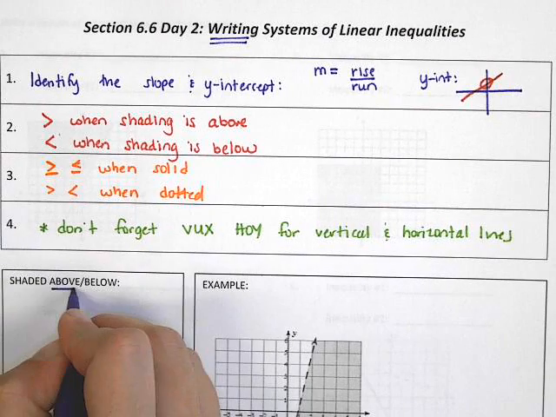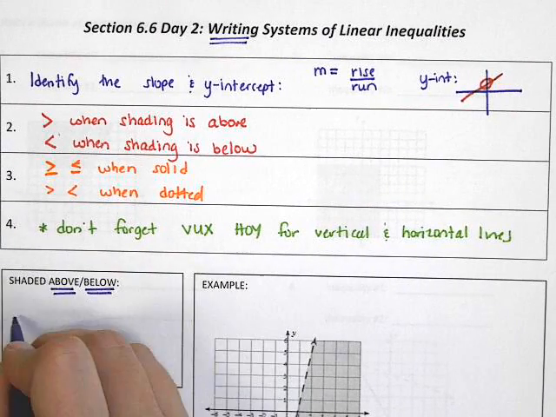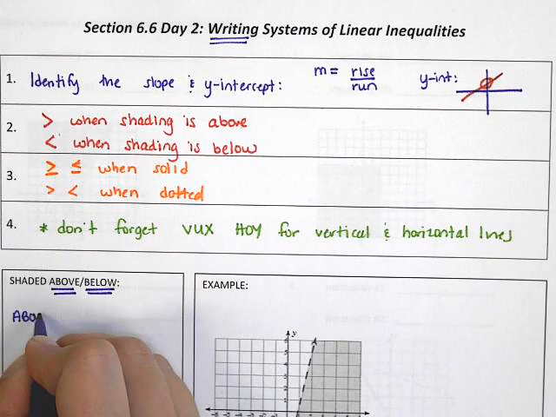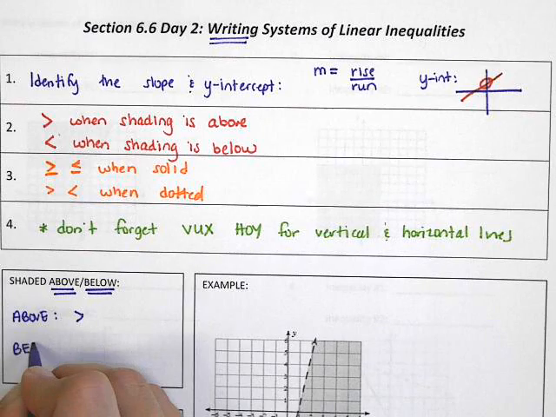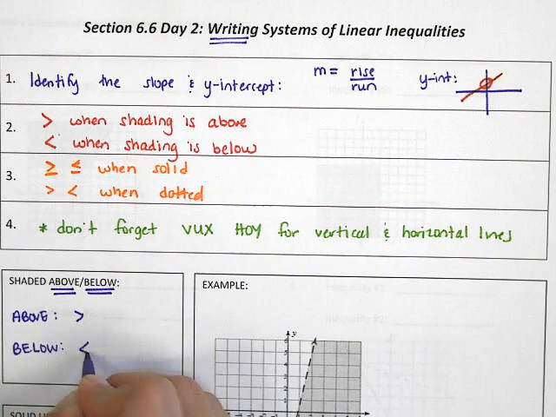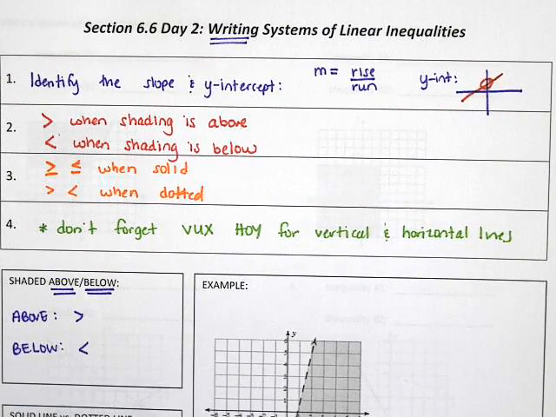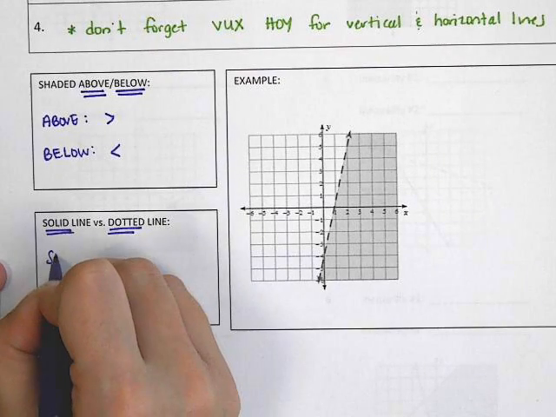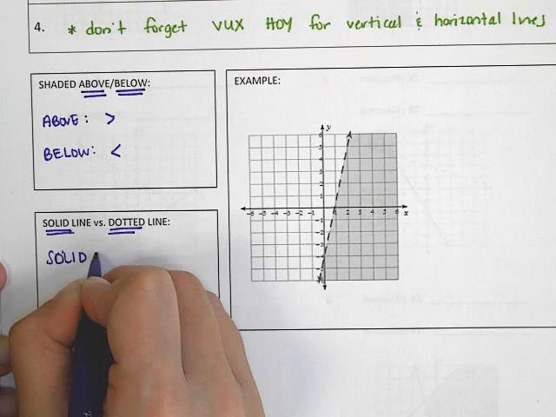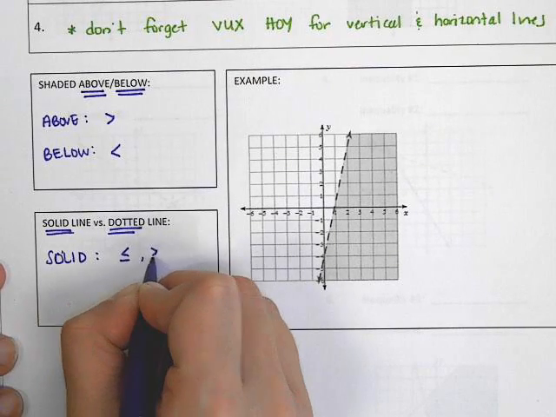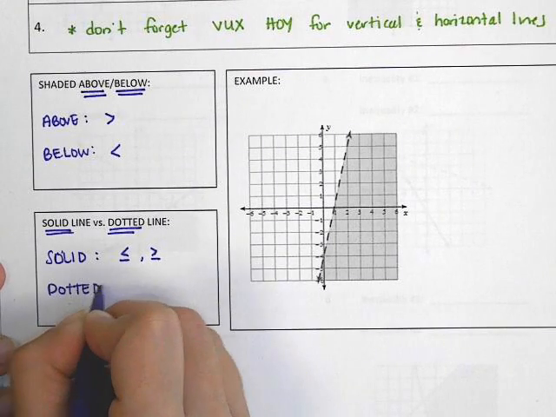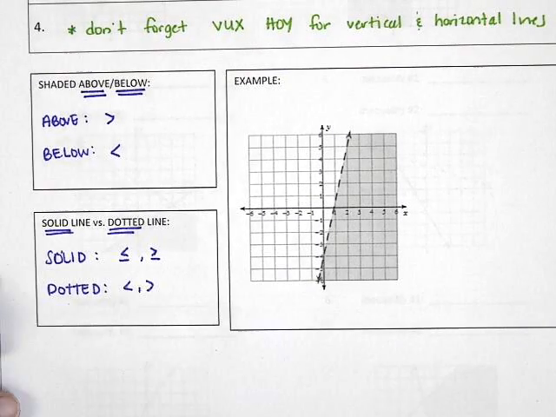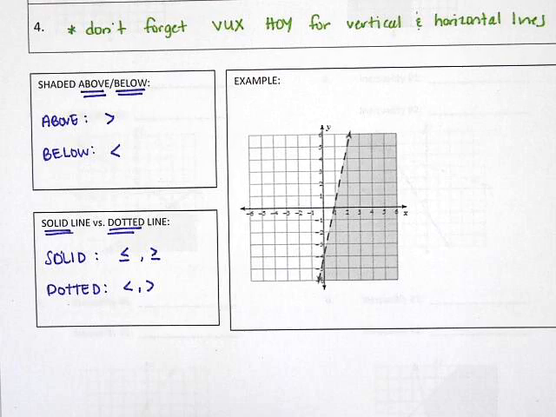So shading above or below: above, you're going to use a greater than. Below, you're going to use a less than. If it's a solid line versus a dotted line, if it's solid, you're going to use an equal to. If it's dotted, you're not going to use an equal to, just as a quick, brief reminder.